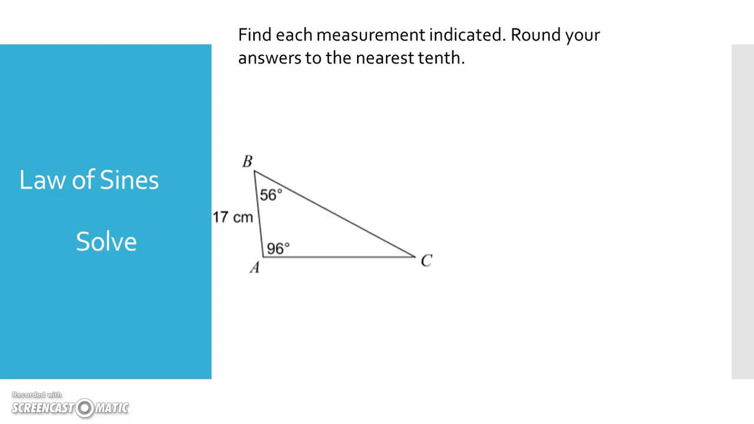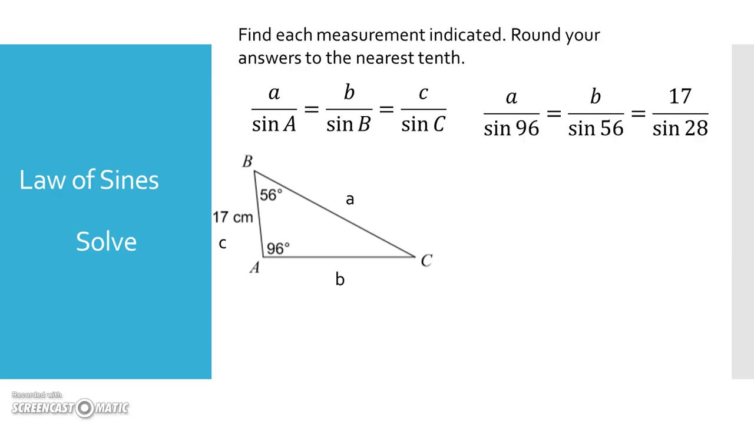Last type of question with law of sines here is to solve the triangle. To solve the triangle, we need to find every single part. So the first thing we're going to do is law of sines. I have capital A, I have capital B, and I don't have capital C. But I can find capital C. Let's fill out A, B, C. And we can fill in all of our information.